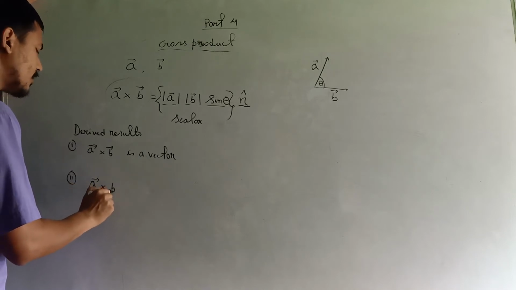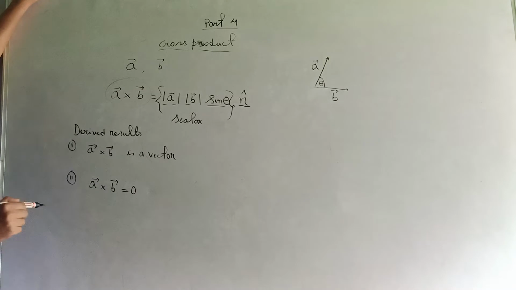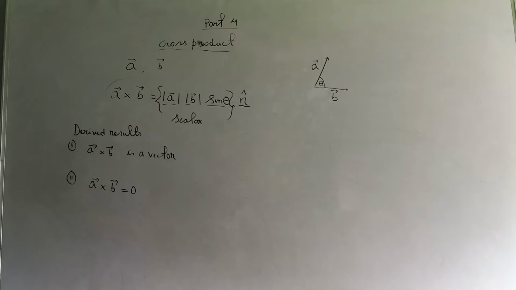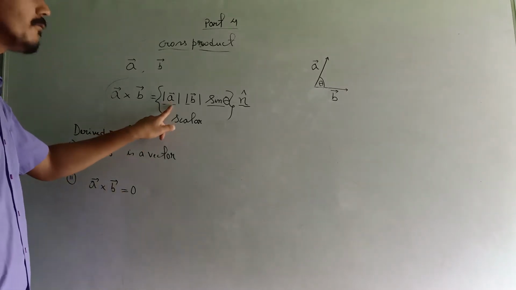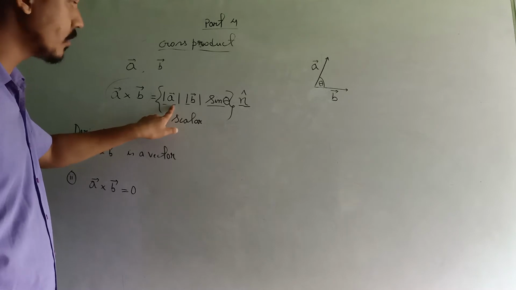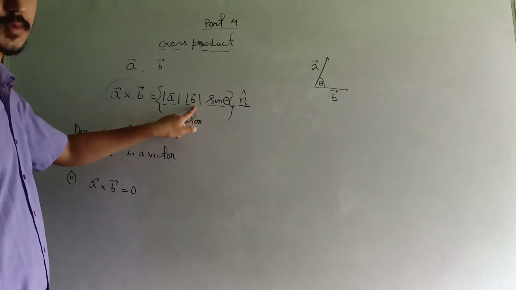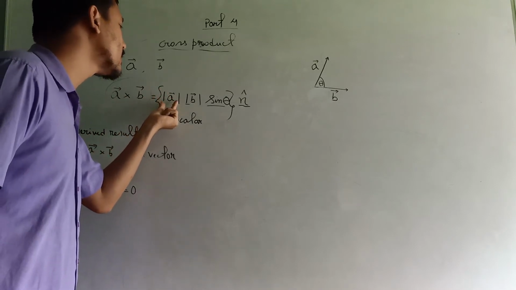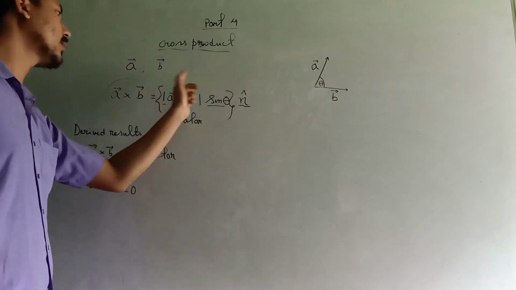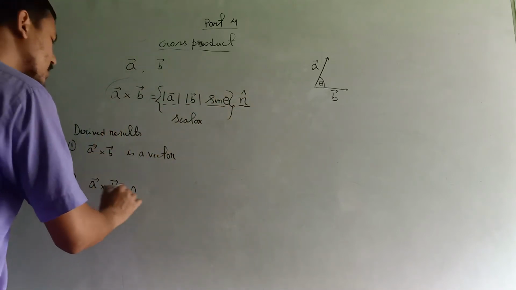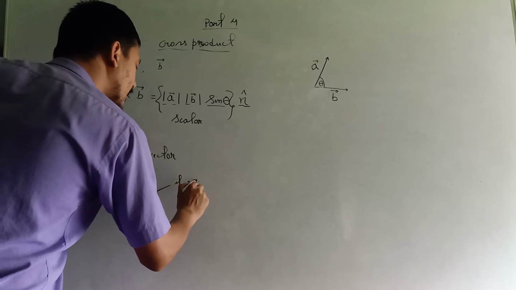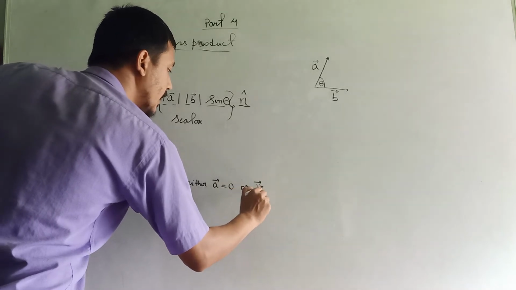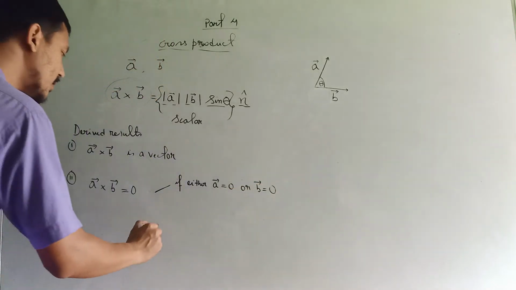when is A cross B equal to 0? What do you say? When will A cross B be equal to 0? Either if A is 0 or B is 0, then the whole product will be equal to 0, right? So A cross B is 0 if either A is a 0 vector or B is a 0 vector.